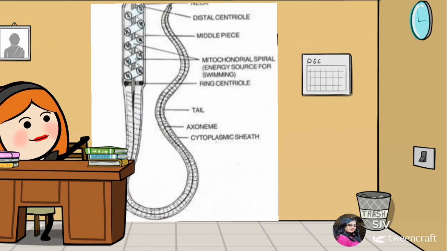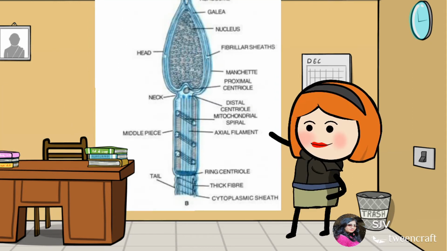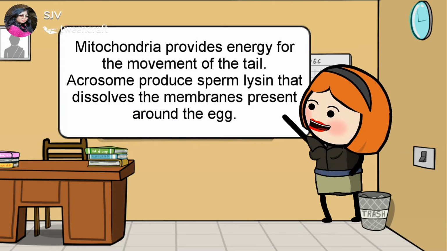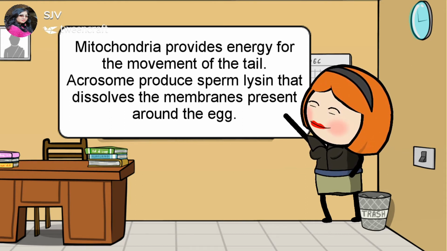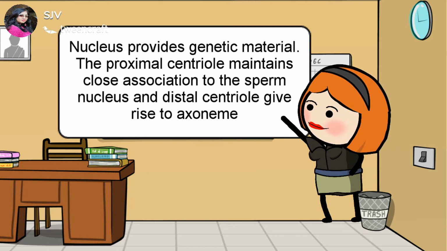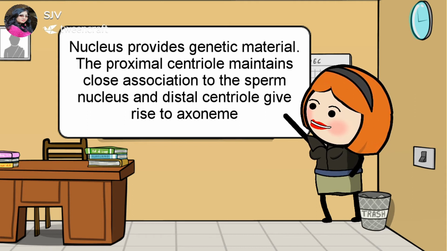The fourth part of the human sperm is the tail part, which is very long, as you can see in the picture. Let's summarize the functions of all the structures that are present in the human sperm. The first one is mitochondria. Now this mitochondria provides energy for the movement of the tail. The acrosome which is present will produce the sperm lysin that dissolves the membrane present around the egg. Nucleus provides the genetic material.